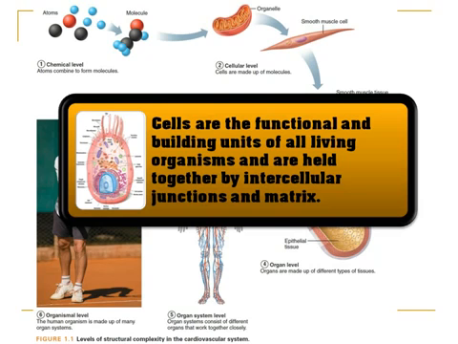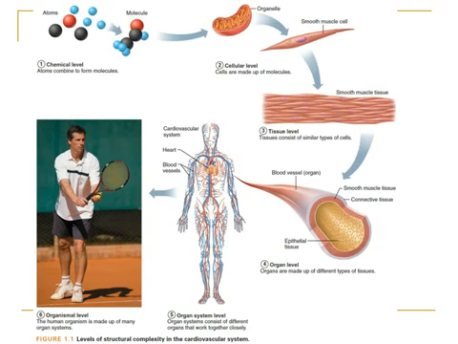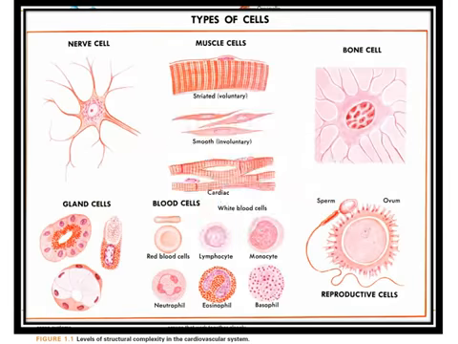And the organelles combine to form a cell, like I have displayed the picture of a smooth muscle cell. What is actually the cell then? The cells are the functional and building units of all living organisms, and they are held together by intercellular junctions and the matrix. Over here I have displayed the picture of a smooth muscle cell. In the body, there are different types of cells present. We will study these different cells one by one in the upcoming lectures.